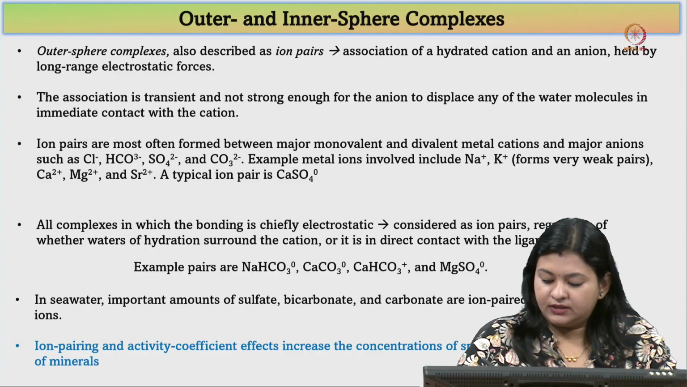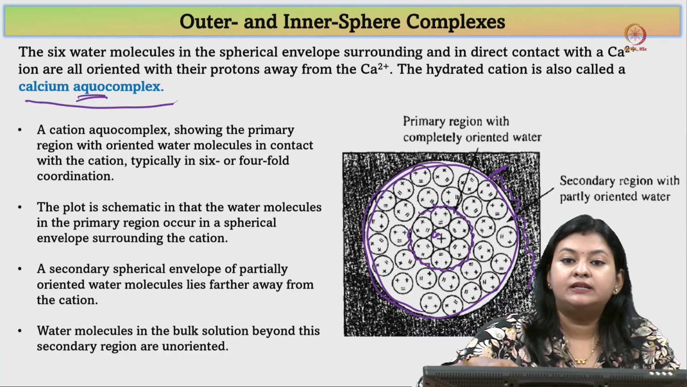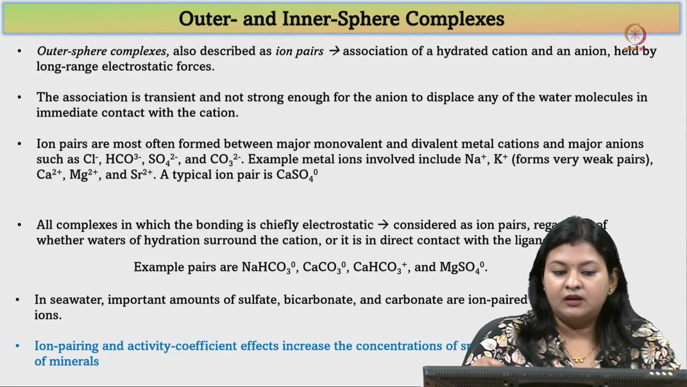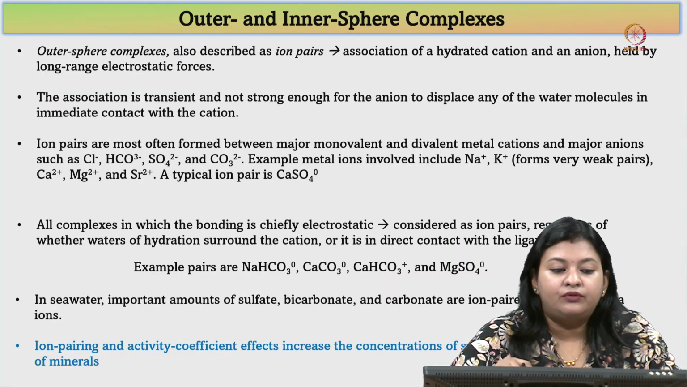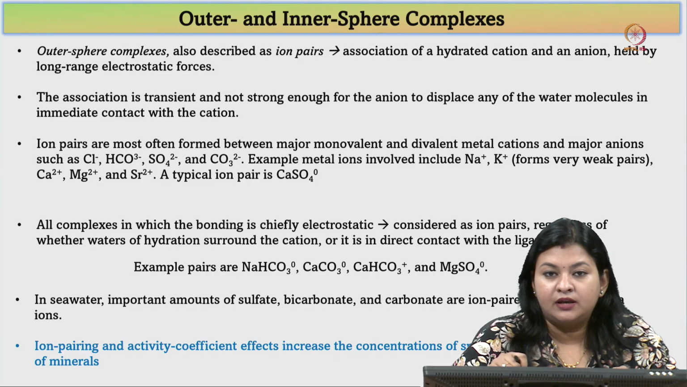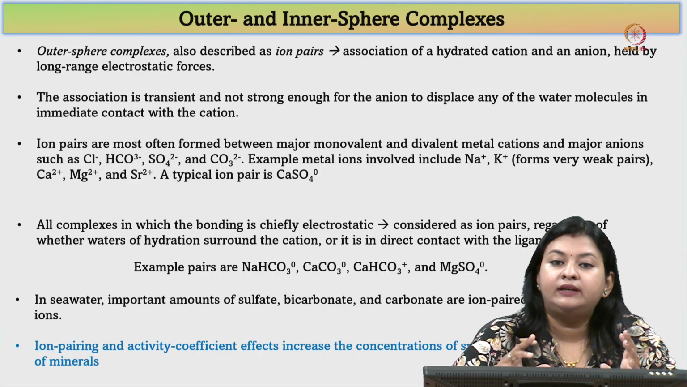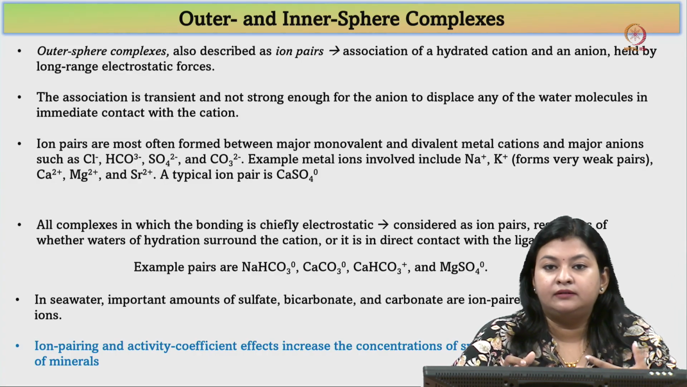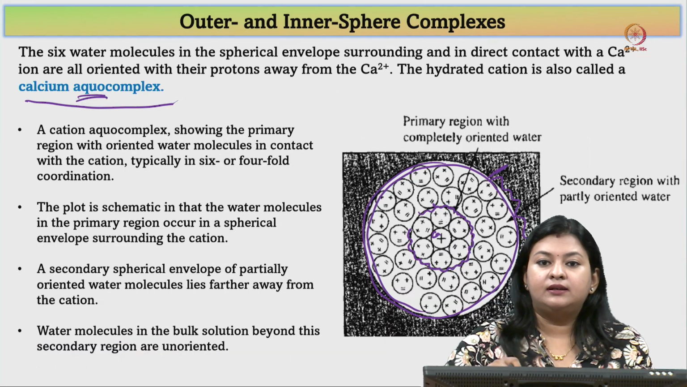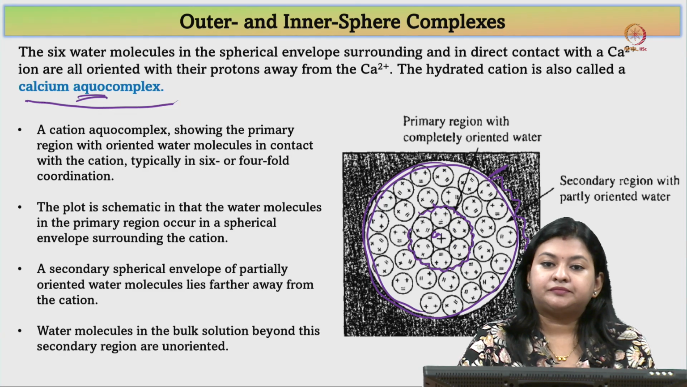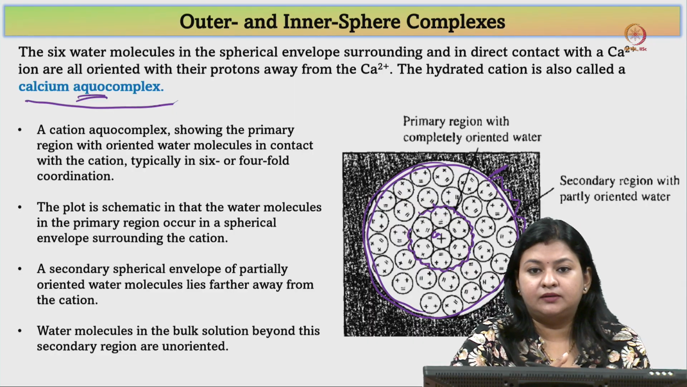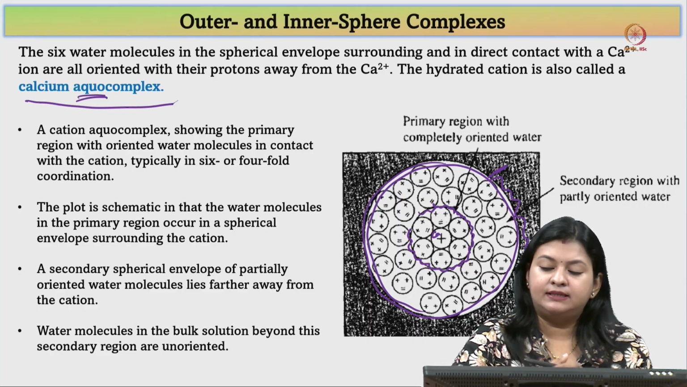Okay. So, the inner first circle is called the inner sphere and the outer circle is called the outer sphere. So, the outer sphere complexes are called the ion pairs. Okay. So, it is an association of a hydrated cation and an anion, okay, held by long range electrostatic forces. So, here you see there is no direct contact. So, instead of a water molecule, here there can be some anion as well. Okay. There can be some anions as well.